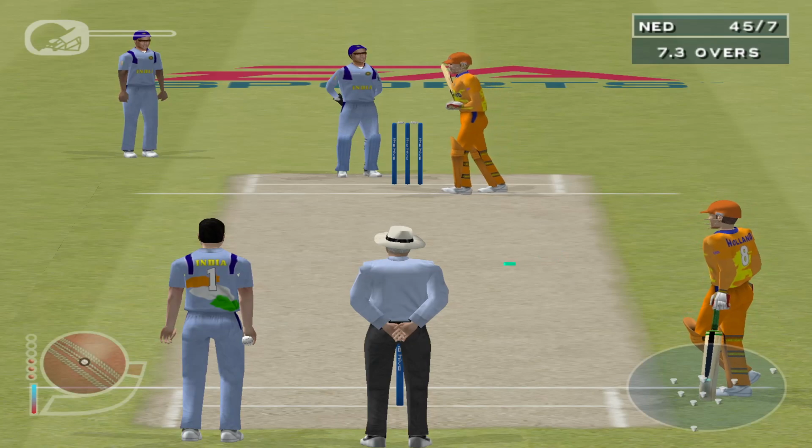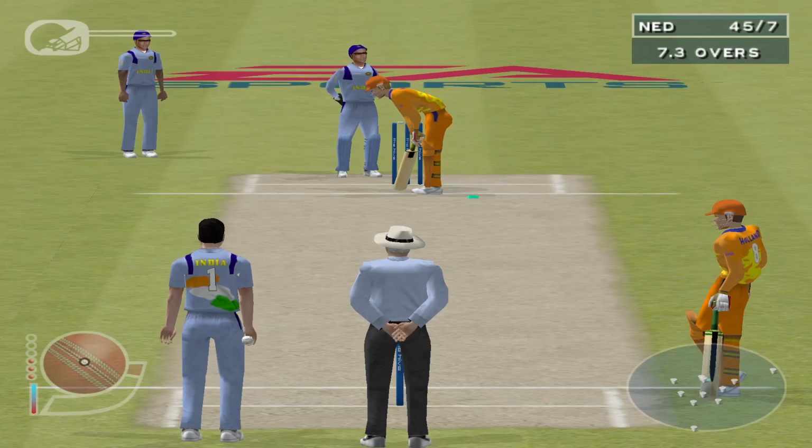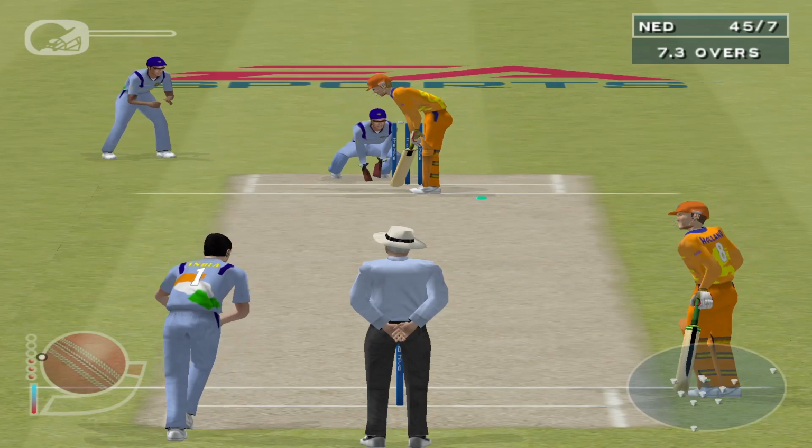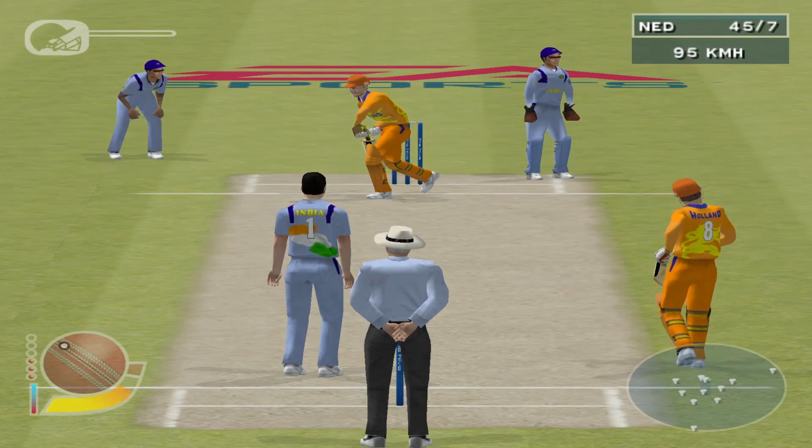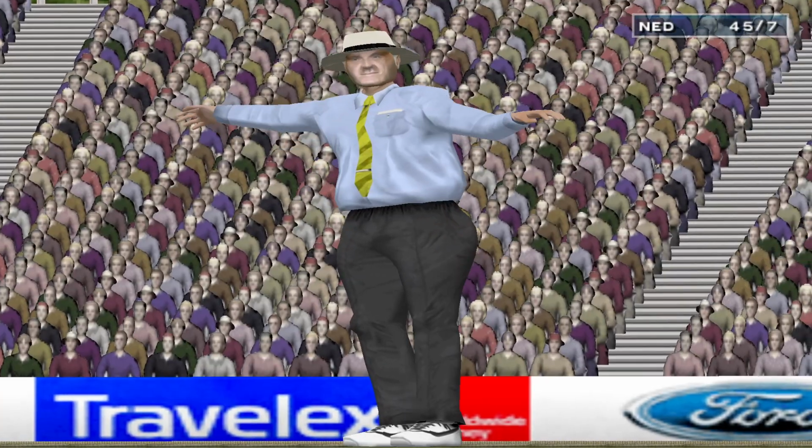Now that the tail is exposed, they need to keep it tight in the field and not give away any bonus runs. Avarice is going to try over the wicket. That's been given as a wide.